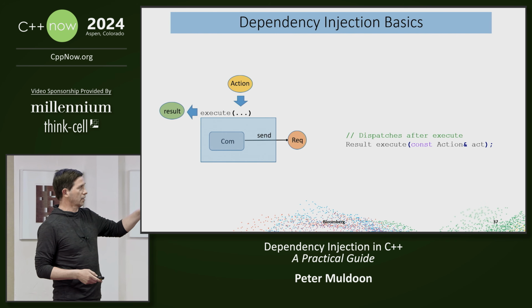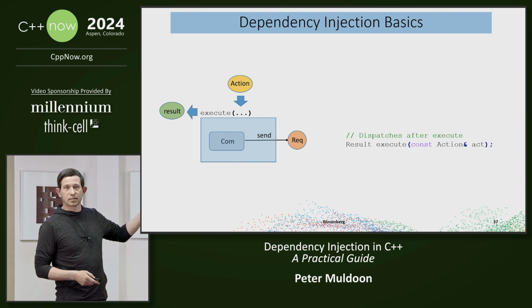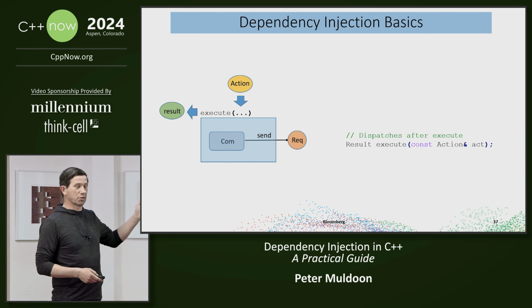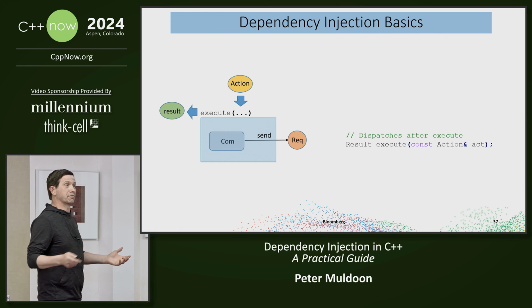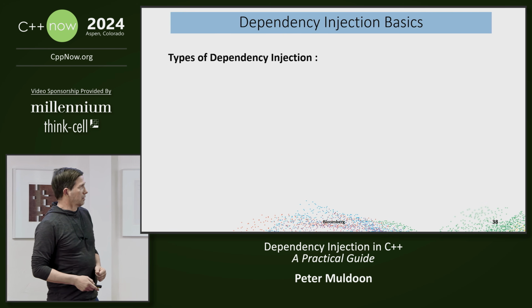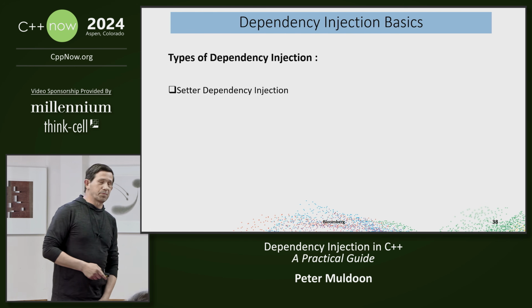For instance, this thing here might just return a success or error code. All right, but I really want to know that I sent the proper request down to the broker that's going to fulfill a financial transaction. So let's talk about types of dependency injection.